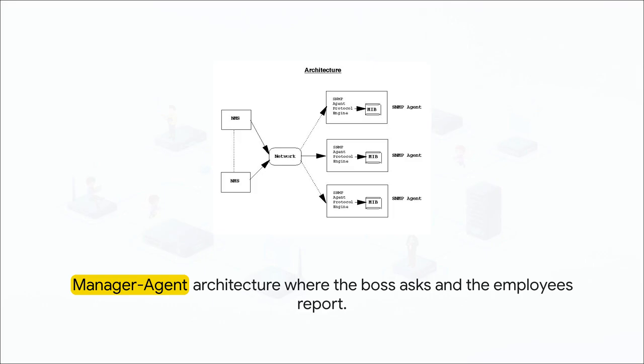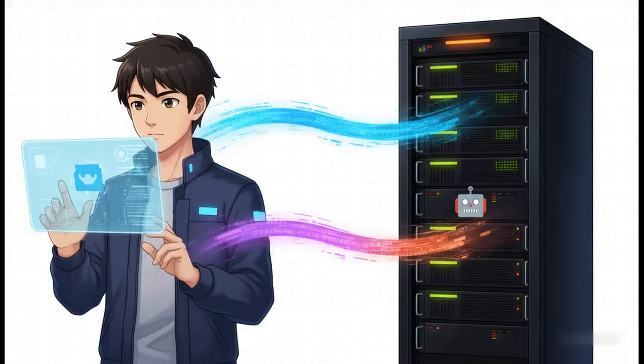Simple as that. So the really crucial point here is how they actually talk to each other without getting their wires crossed. They use specific communication channels or ports. The manager sends its requests out using UDP port 161. But when the agent needs to suddenly raise its hand, say to report a critical failure, it reaches back out to the manager on UDP port 162. It's really a beautifully simple dual-lane highway.